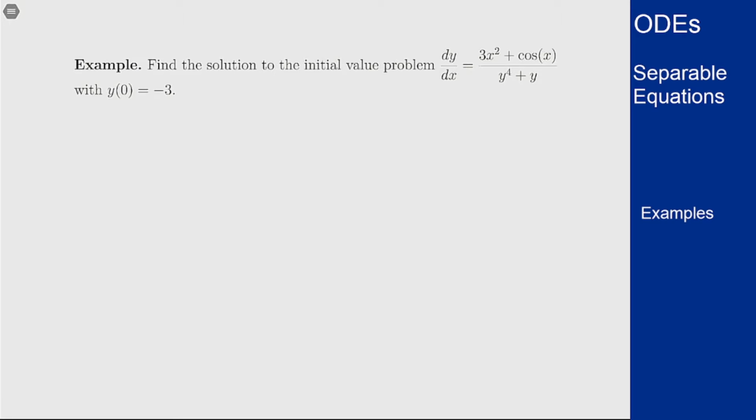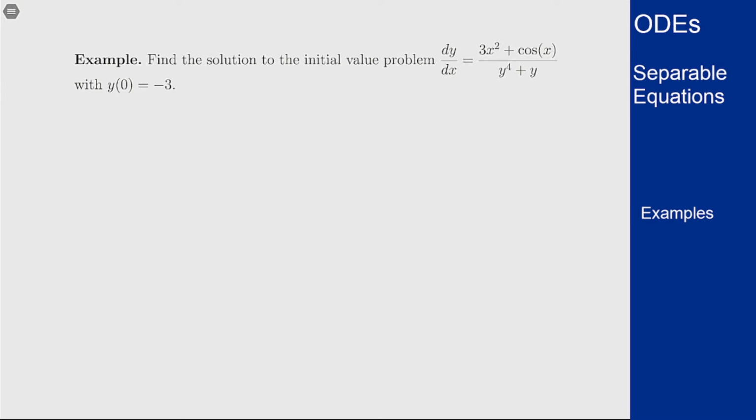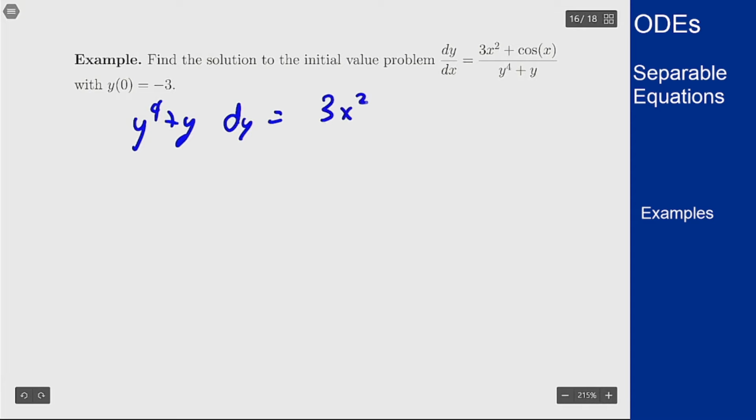For this example, we want to solve the initial value problem dy/dx = (3x squared plus cosine x) over (y to the fourth plus y), with y of 0 equals minus 3. So let's start by separating variables here. We see we have a bunch of y's on the bottom and x's on top, so it's fairly easy to separate this. We will get (y to the fourth plus y) dy equals (3x squared plus cosine of x) dx.